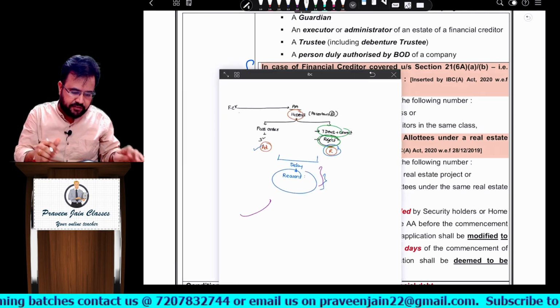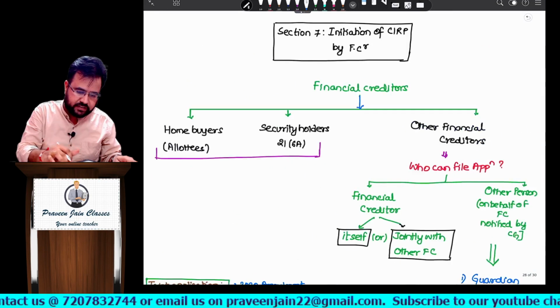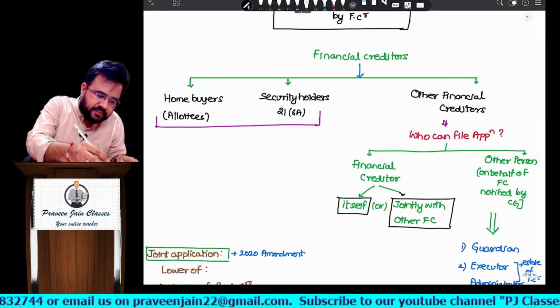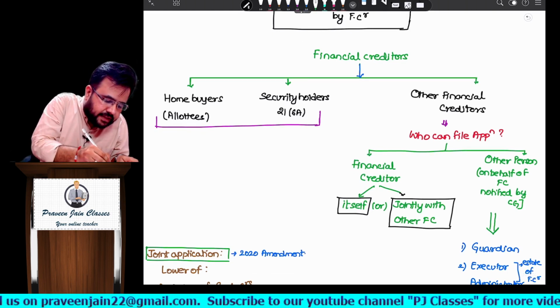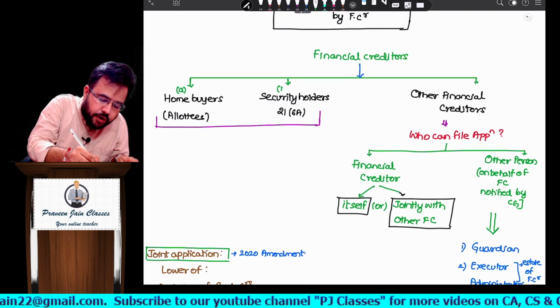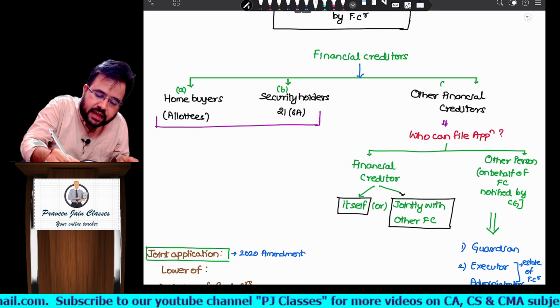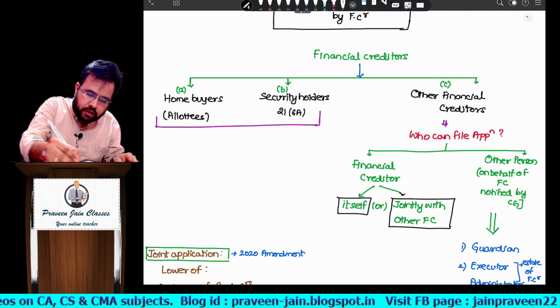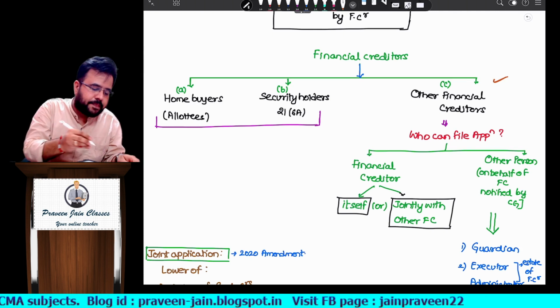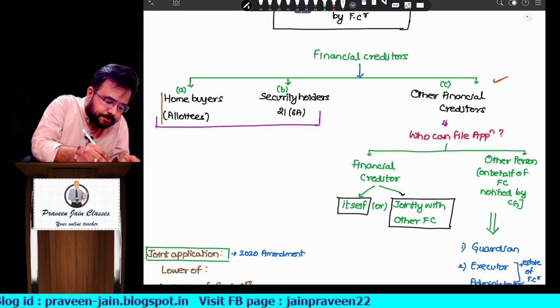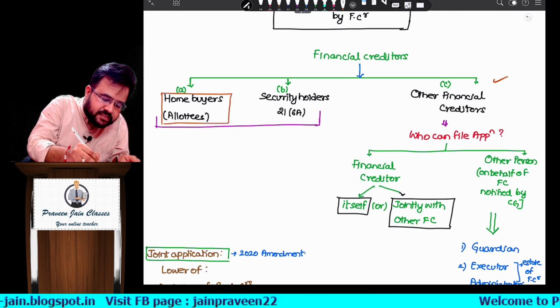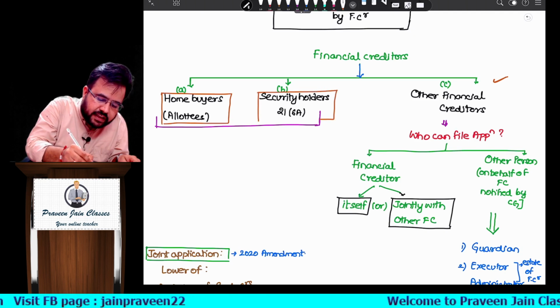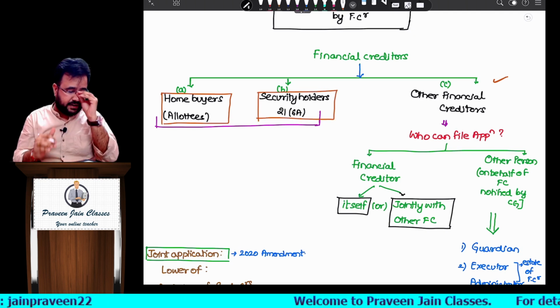So whatever we have discussed, I have already prepared a small chart, sir. So can I say financial creditors, I say point A financial creditor, point B financial creditor, other financial creditor. What is other financial creditor? All financial creditors other than home buyers, other than security holders. So these people, this thing I have already discussed. Now on home buyers and security holders there is a small amendment, sir. Now what is that? Let us understand, sir.